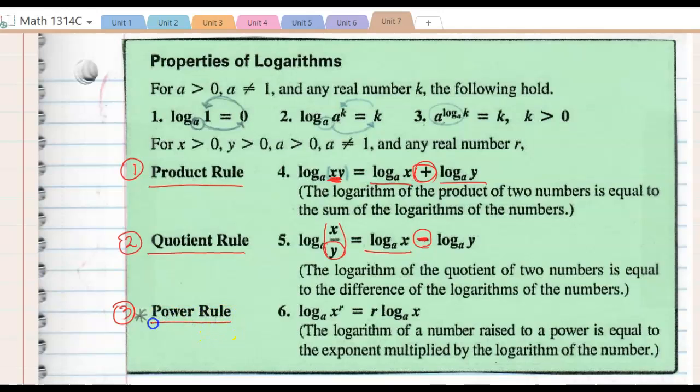And the third one is the power rule. If I have the log base a of something that has a power, then I can put that power, or that exponent, to the front. And that's how I have r times log base a of x. So if I have log base a of x to the r power, I can bring that r to the front and have r times log base a of x.